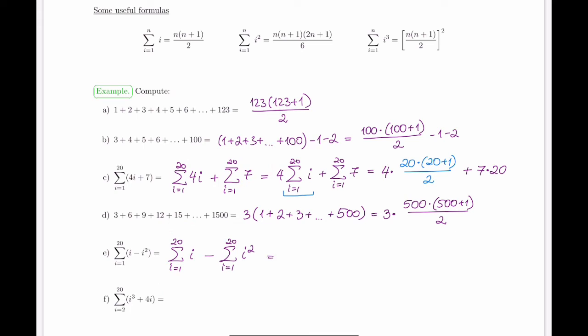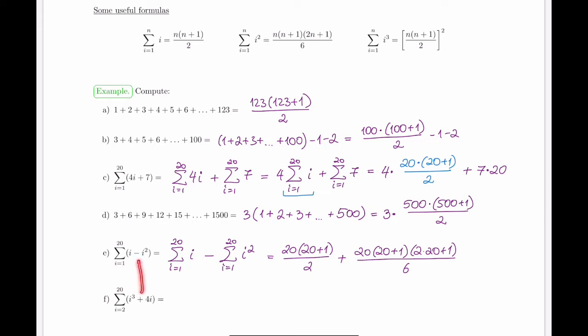My first sum is going to be 20, 20 plus 1 all over 2. And my second one, again, it's from 1 to 20, so I'm in good hands here because it also starts at 1. So 20 is going to replace the n in all of these brackets. So 20, 20 plus 1, 2 times 20 plus 1, all over 6. Good stuff. What are we having here in the last part of this question?